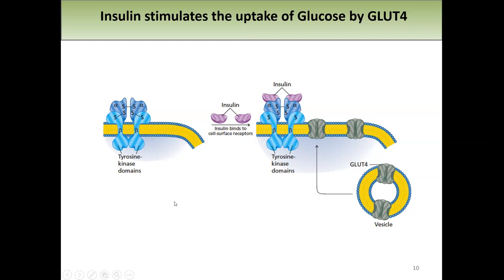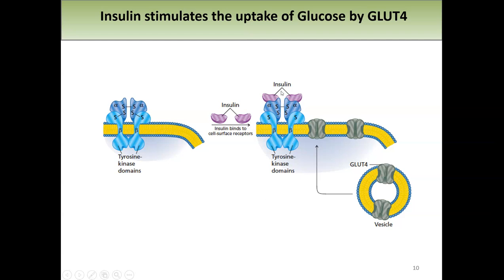Imagine that this is the membrane of muscle cells or fat cells. Here we have a receptor, and here we have the insulin. As the insulin binds to its receptor on these cells, the message is transferred into the cells, and the GLUT4 on this vesicle can be transported to the plasma membrane. Then it enables these cells to take up the glucose and move it into the cytoplasm of these cells.